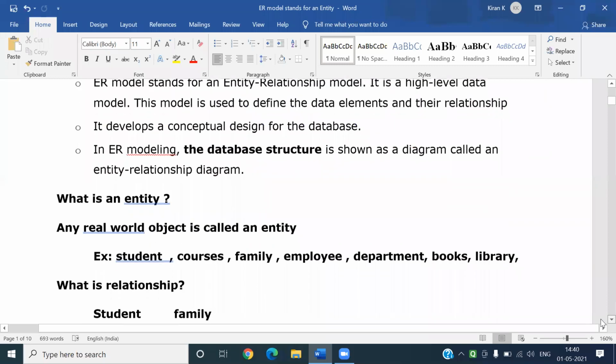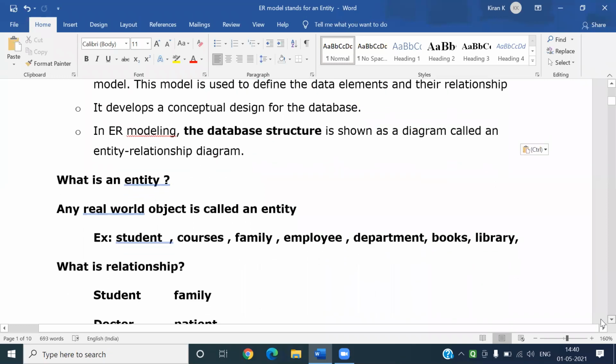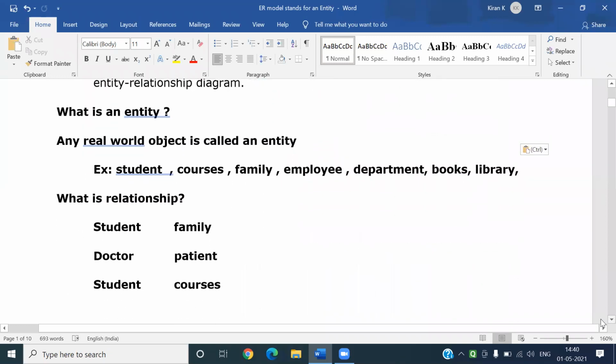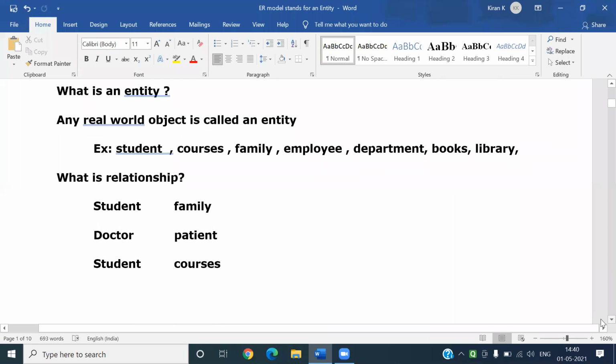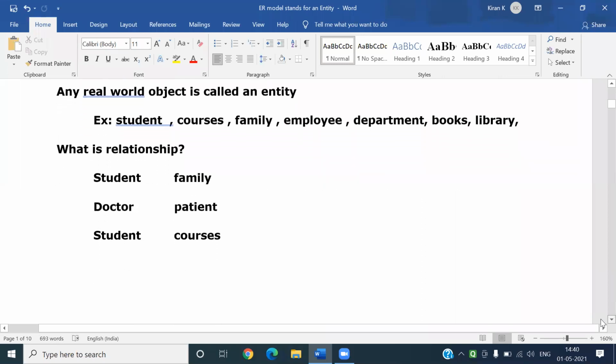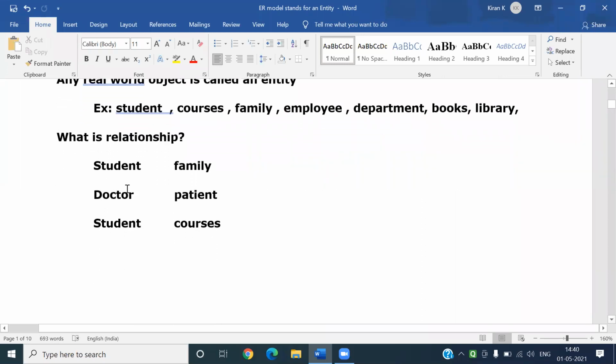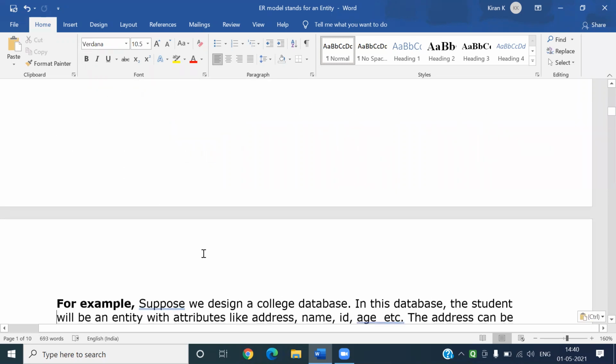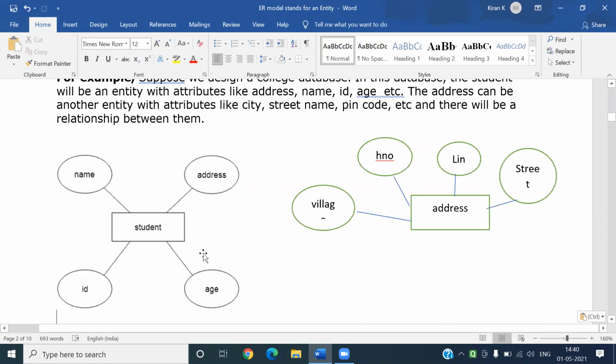Entity is a real world object. Student, courses, family, employee, department, books are the examples. What do you mean by relation? Student, family. What is the relation between a student and a family? Doctor, patient, student, courses, etc. So we have already seen ER diagram.